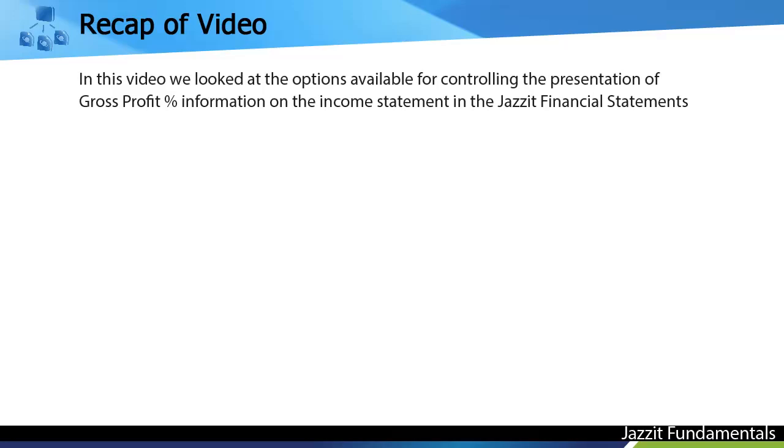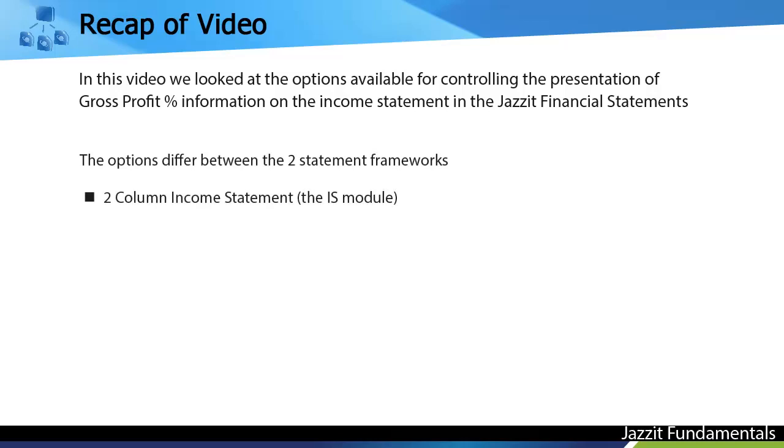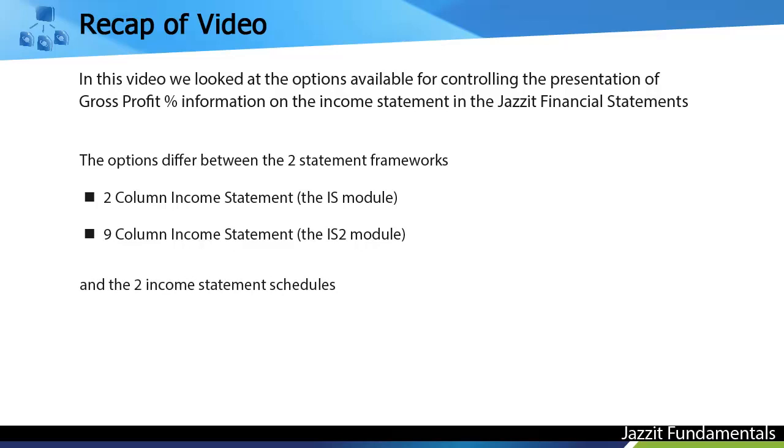In this video we took a look at the options available for controlling the presentation of the gross profit percentage information on the income statement in the Jazzit Financial Statements. These options differ between the 2-column framework using the IS module and the 9-column framework using the IS2 module, and also between the 2-column and 9-column schedules, the SC1 and the SC6 modules.